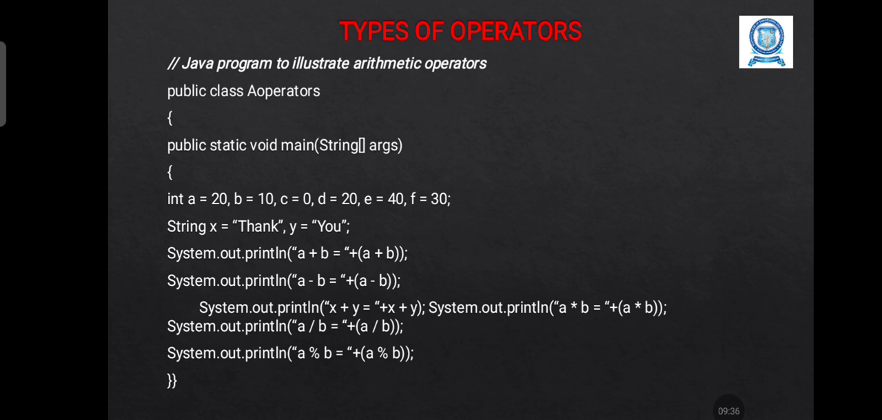And also we have defined another string variable, string x equal to thank, y equal to you. Also we have applied the addition operation in between x and y, that is System.out.println x plus y equal to x plus y. Here what will happen is, in between the strings, the addition operator will act as the concatenation operator. So both the strings will be concatenated and the resultant string will be printed. So x consists of thank, y consists of you. So the concatenated string will be framed and thank you will be printed.